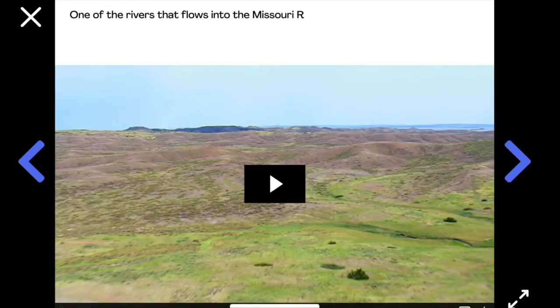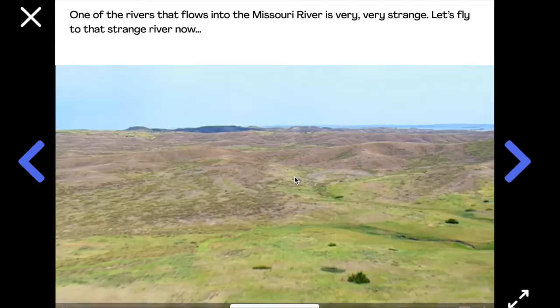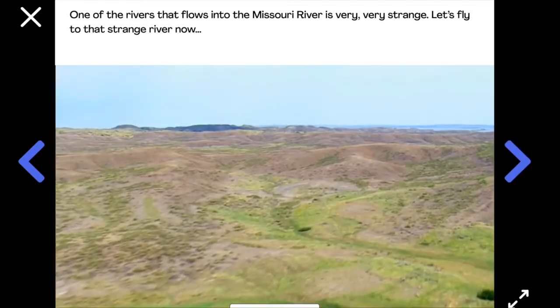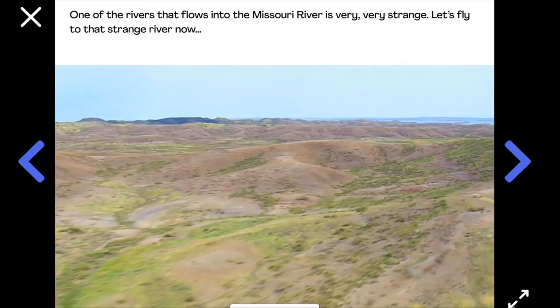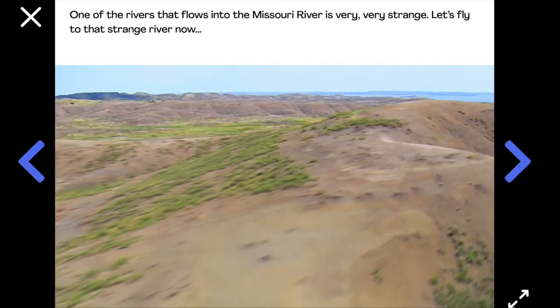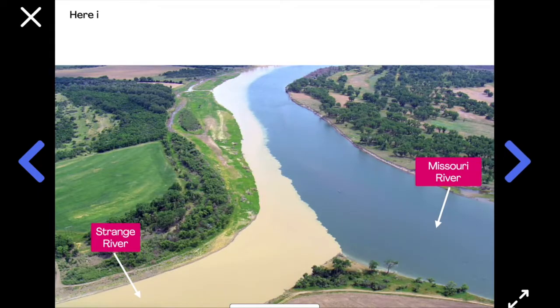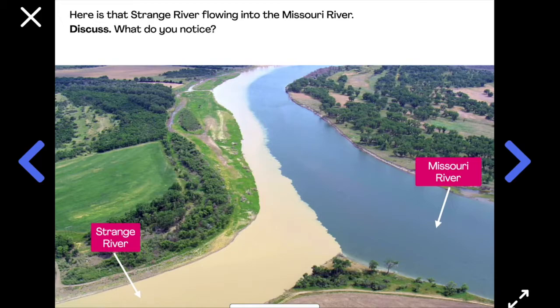One of the rivers that flows into the Missouri River is very, very strange. Let's fly to that strange river now. Here is that strange river flowing into the Missouri River. So pause the video and take a look. What do you notice? Maybe tell someone who's nearby.